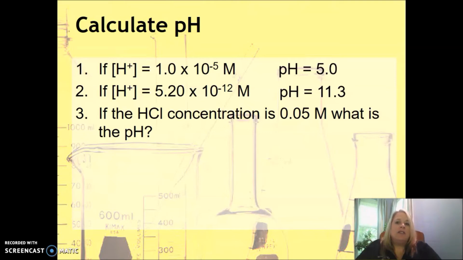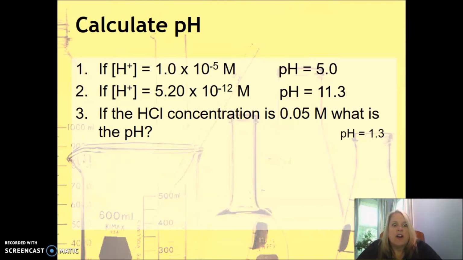Now, that's if we just write the question this way. In number 3, I have the question written more like you're going to see it in your homework packet, in your notes, or on your test. It'll say, if the hydrochloric acid concentration is 0.05 molar, what is the pH? Again, all you're going to do is type negative log 0.05, and you should get 1.3.